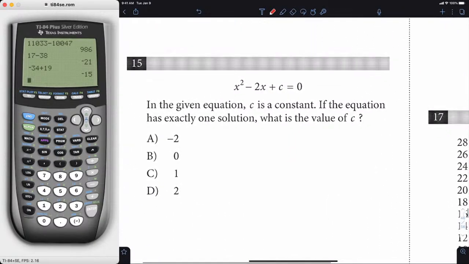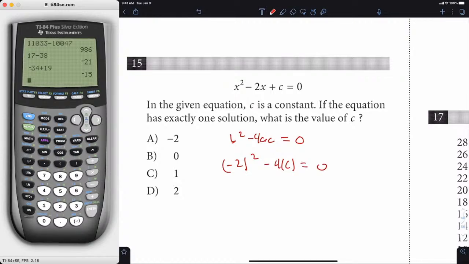In the given equation, C is a constant. The equation has exactly one solution. What is the value of C? Alright, so I'm going to go ahead and use the discriminant here. Remember, the discriminant is b squared minus 4ac, where if this is equal to 0, we get one solution. So that's going to be negative 2 squared minus 4 times 1 times c. So that's going to be equal to 0.